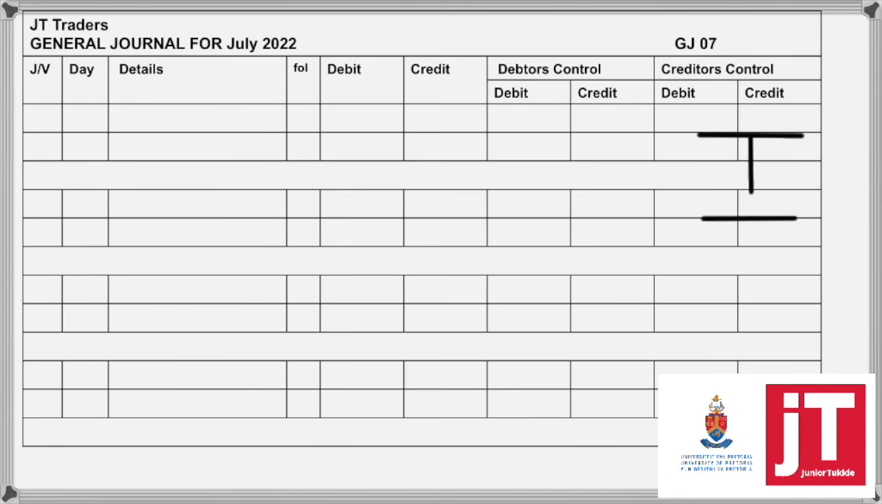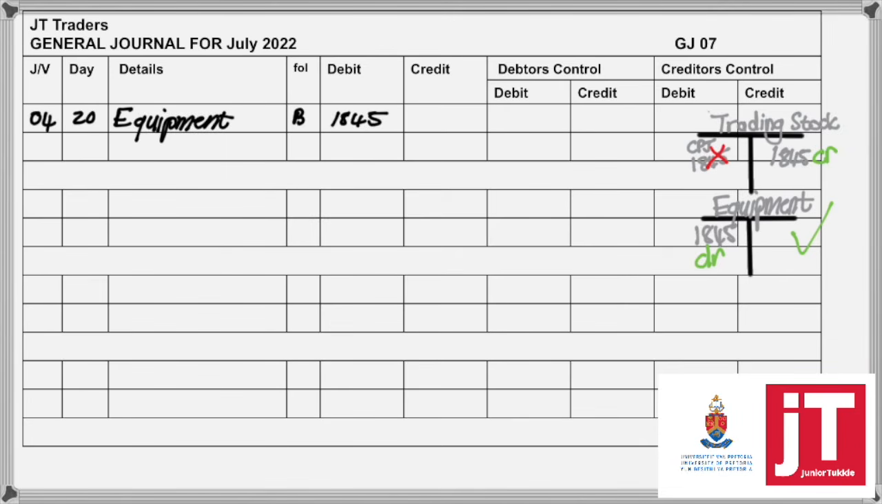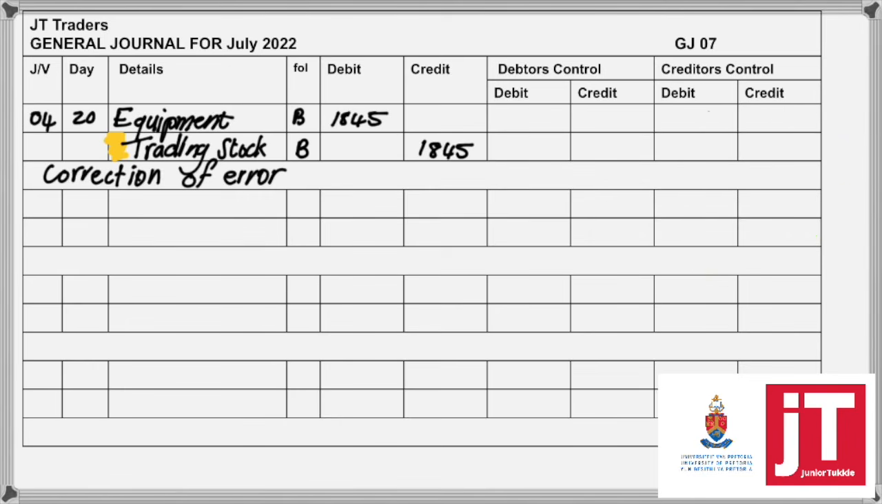Next one, we made a mistake by recording equipment as stock. So we're going to have to reverse that transaction. So credit trading stock, debit equipment. So putting the correct transaction through for equipment, debited, crediting trading stock, and the narration is just correction of an error.